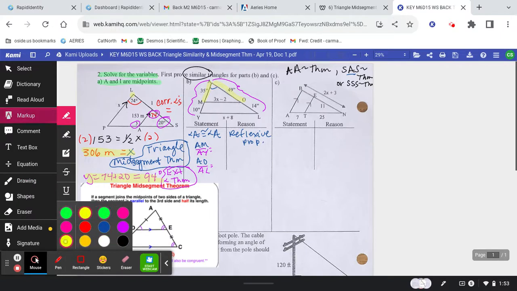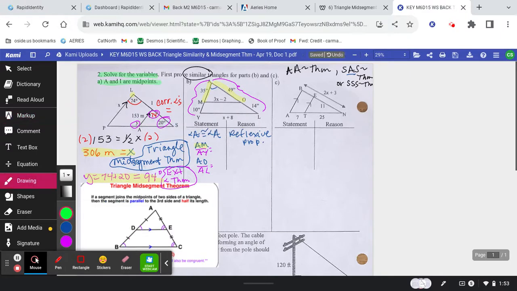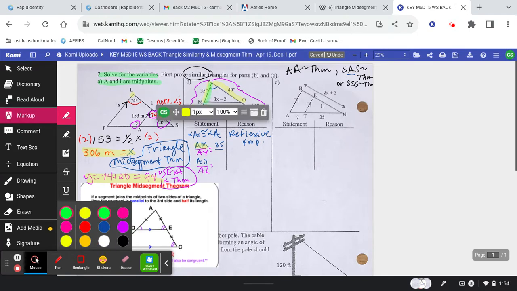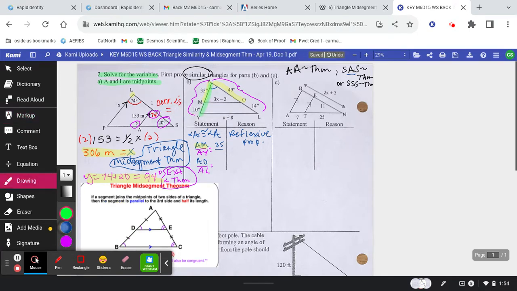So AM is 35 over AY, the full length, this whole thing right here. Do you see how that's 35 plus 10, or 45? Now let's go to the other side. It's going to be 49 over the full length. 49 plus 14 is 63.